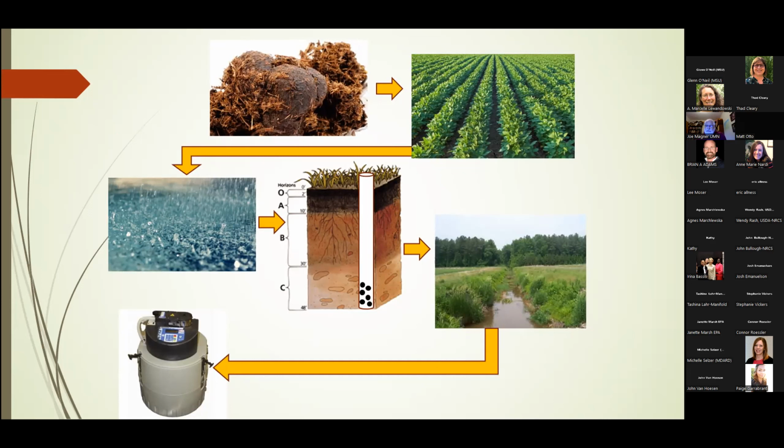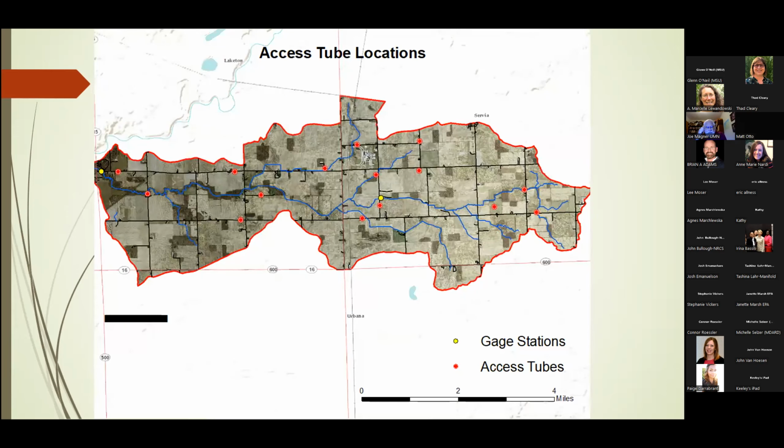So Herb installed a series of access tubes so that we would have a pretty good understanding of what was going on in the soil in terms of the nitrogen pool. And then also setting up some gauge stations so we can keep track of what was coming midway through the watershed, as well as what was being exported from the watershed. The slide here shows the location of the access tubes in red, and the 2 gauge stations in yellow. One midway, one at the mouth of the Bear Creek watershed.